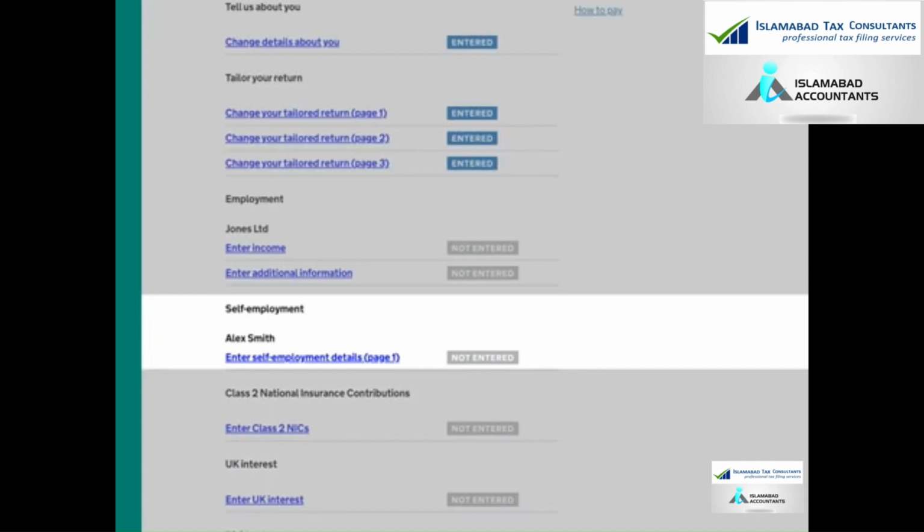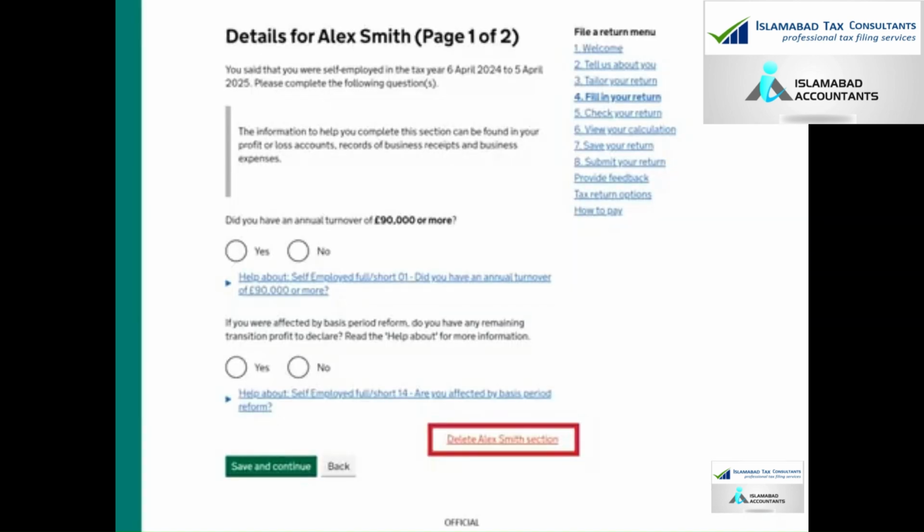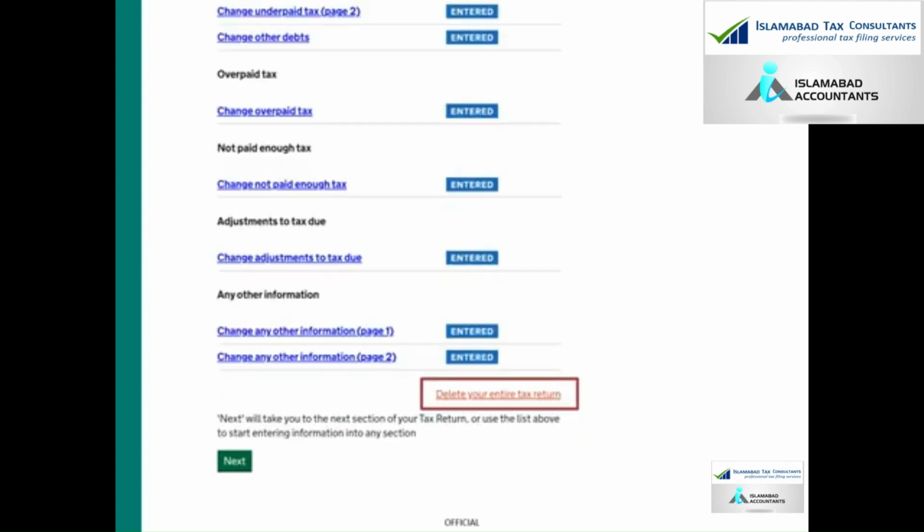If you've added a section in error and need to remove it, you must go to that section using the link. Then delete the section using the link at the bottom of the page. You cannot remove it from Tailor Your Return. At the bottom of the Check Your Return page, there's also a link to delete your entire tax return, should you decide that you want to start again.